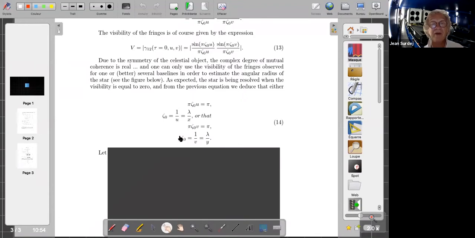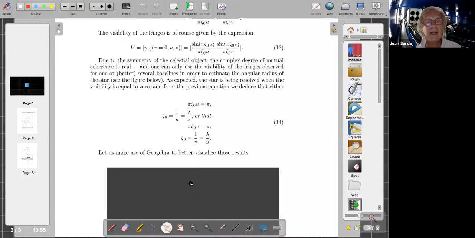And here also we find that we resolve the star when the visibility gets equal to 0. If we observe such a null visibility, we know that the angular radius of the square star is just equal to lambda divided by the value of the baseline, which is either x or y in this case. Now, let's make use of GeoGebra to visualize these results.